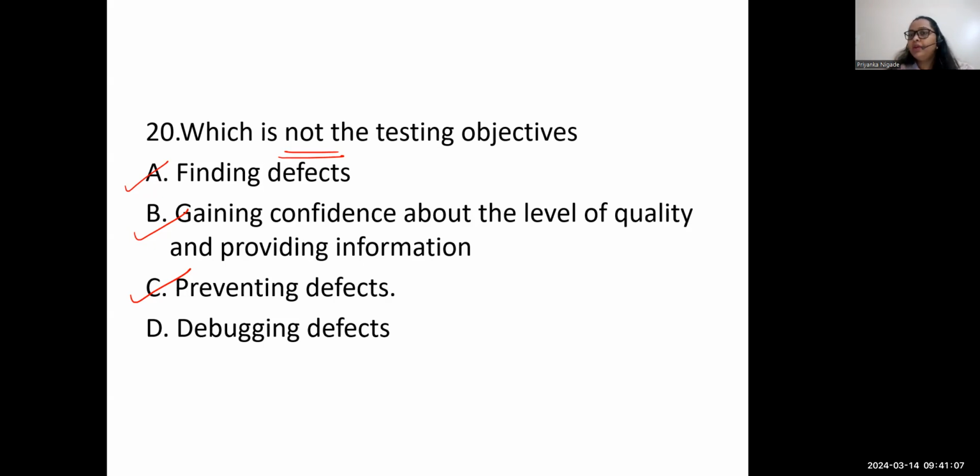Then what is not our objective? We are not responsible to debug defects. What is debugging? Do you remember? I have discussed this point. Debugging is a process where the developer identifies the root cause of the problem and is responsible to fix it. So debugging a defect is the responsibility of a developer, not a tester. So debugging is not your objective. The correct option for this question is Option D. Clear?